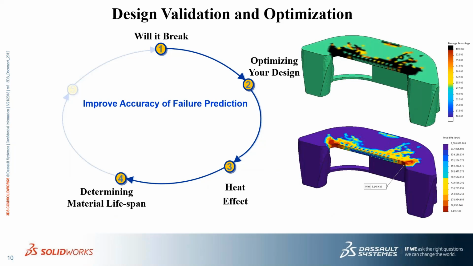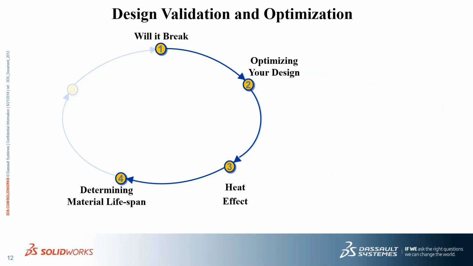And so improved accuracy of failure prediction allows us to really dig into our designs and know where failure points can occur, when they may occur, and better handle those situations in planning for future events.